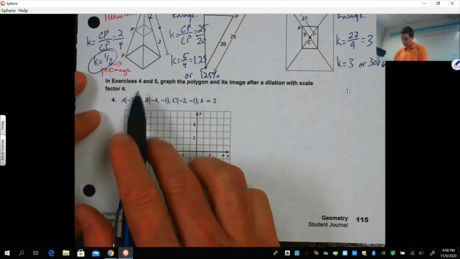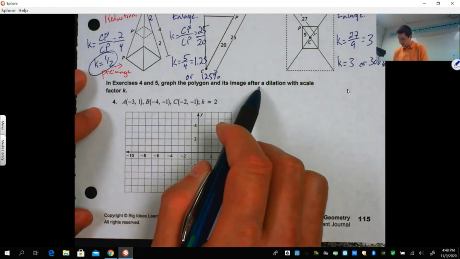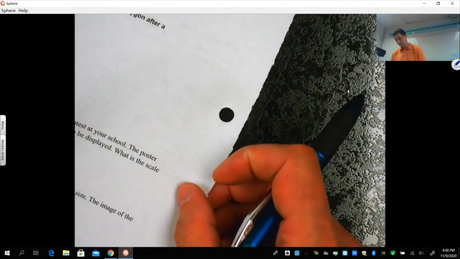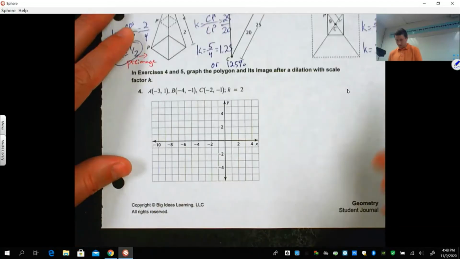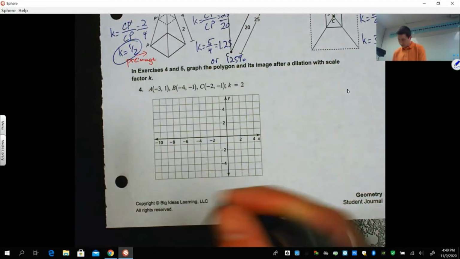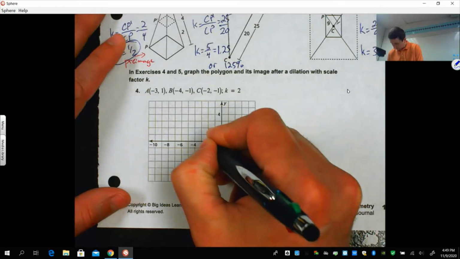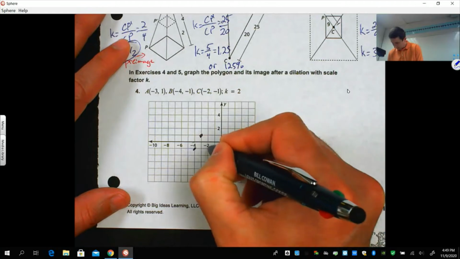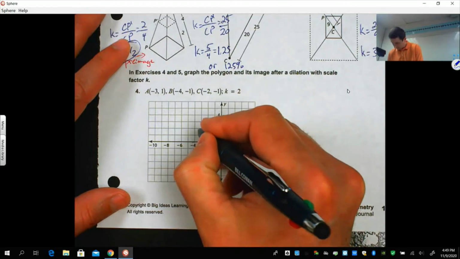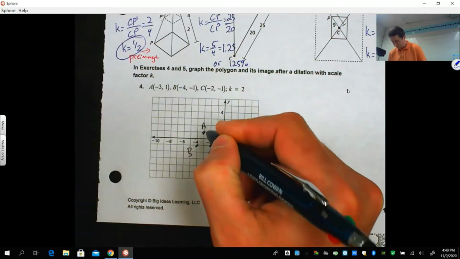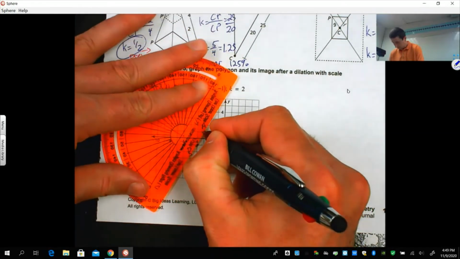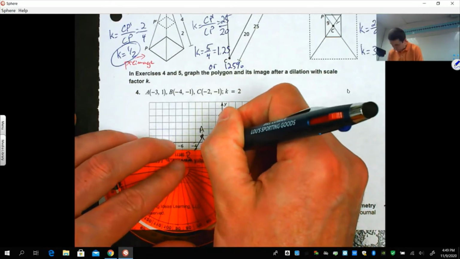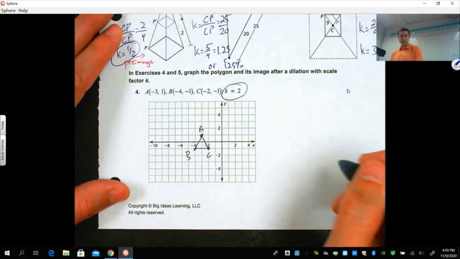Okay, a little graphing. Graph the polygon and its image after a dilation with scale factor K. Here we go. So A is negative 3, 1. B is negative 4, negative 1. C is negative 2, negative 1. Okay, so there's A, B, C. Get those points on there. Okay, so there's our pre-image.